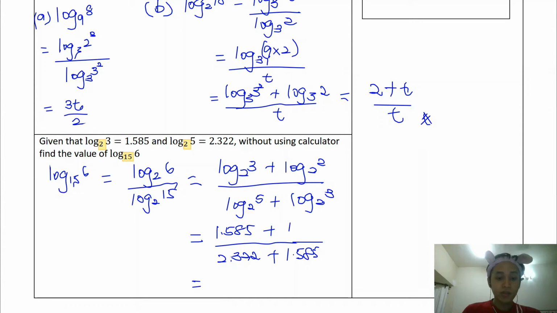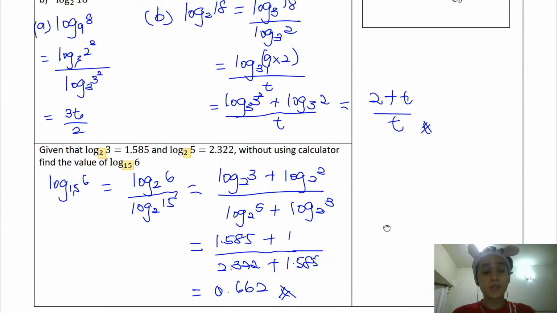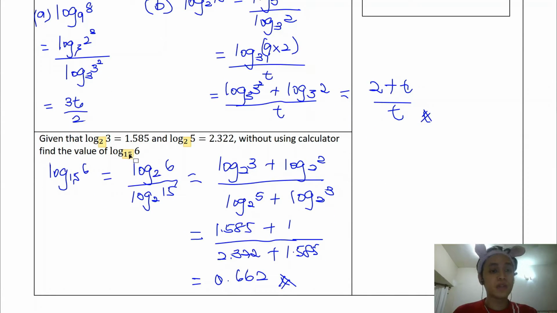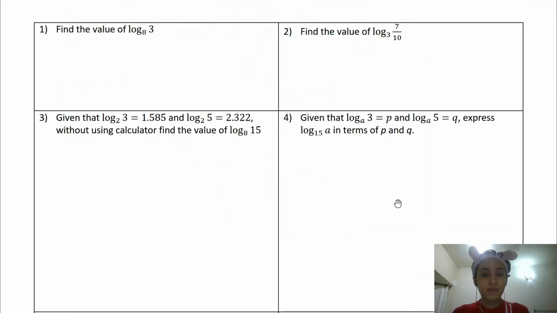5, and then you should be able to get your answer is 0.662. Normally they will ask for 3 decimal places. Alright, so that is how you solve. So remember, when to know that you need to change the base is if you notice here the base numbers are different, then it's possible that you need to change the base number. So that is the example right there.